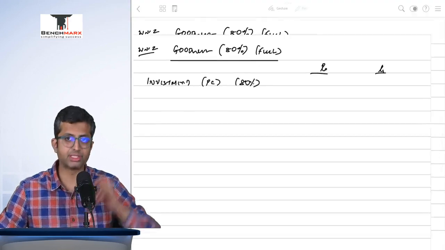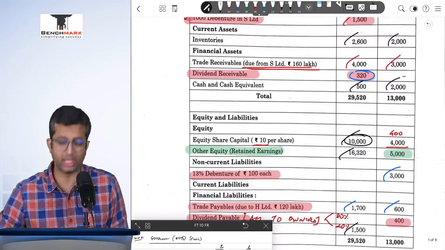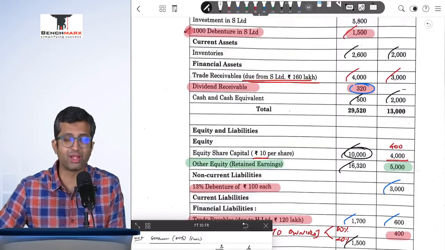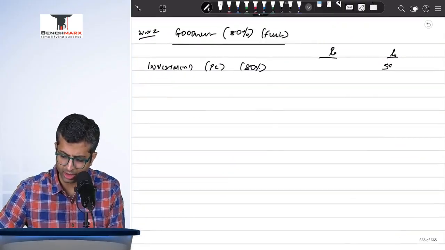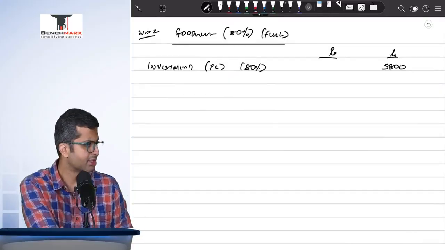You guys tell me, is this investment in debentures, investment in shares, or both? Sir, only shares. Why? Because you get control by acquiring shares. Payment to the owners is 5,800, and hence you will take 5,800. There is no existing stake, so there is no question of a remeasurement or anything. Debentures will not come over here.